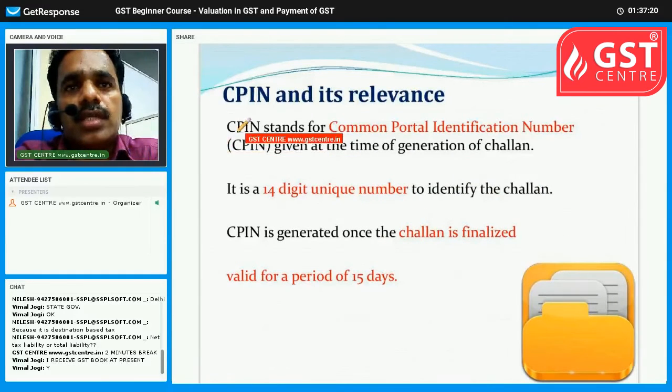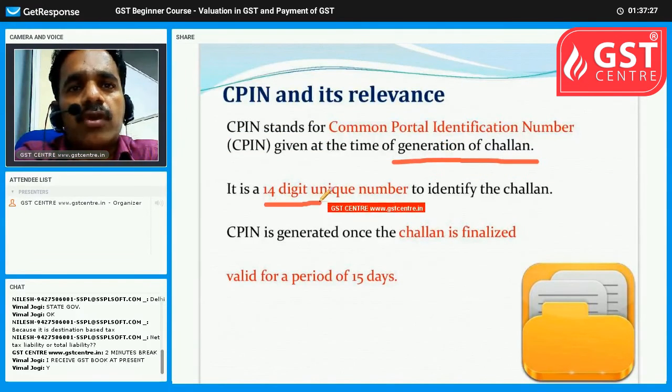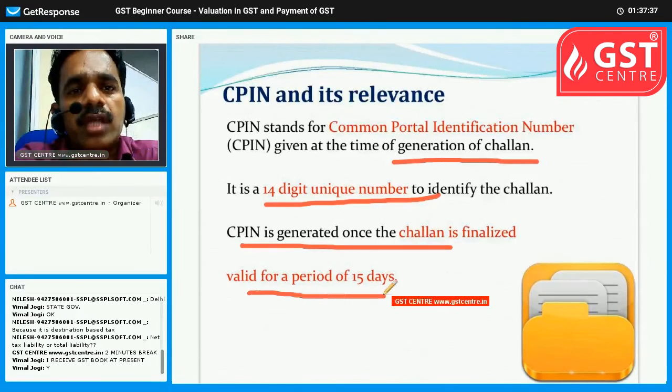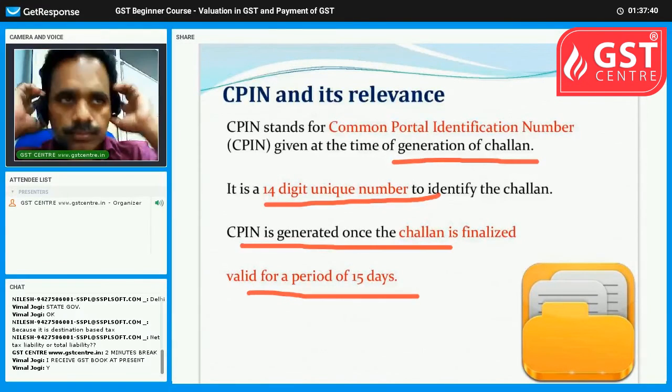Another thing is the common portal identification number, given at the time of generation of the challan. It is a 14-digit unique number to identify a challan. The CPIN, common portal identification number, is generated once the challan is finalized, and it will be valid for a period of 15 days only.